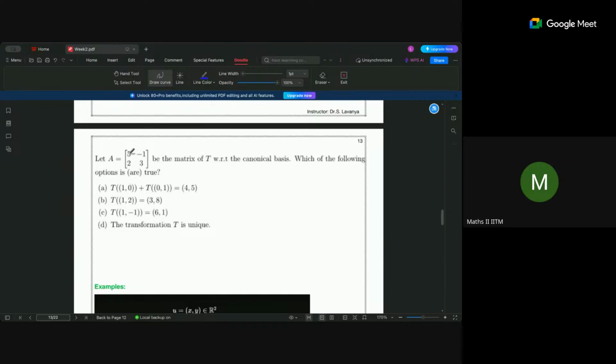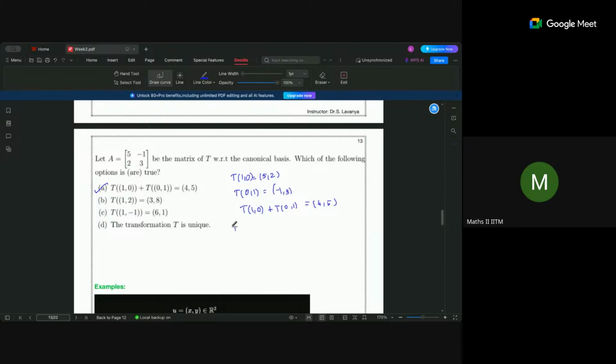Okay, so now here is a quick problem. Let A equal 5, minus 1, 2, 3 be the matrix of T with respect to the canonical basis. Which of the following options are true? If it is with respect to the canonical basis, first tell me what is T of 1, 0? 5, comma 2. What is T of 0, 1? Minus 1, comma 3. Now T of 1, 0 plus 0, 1, what is the value? 4, comma 5. So option A is correct.